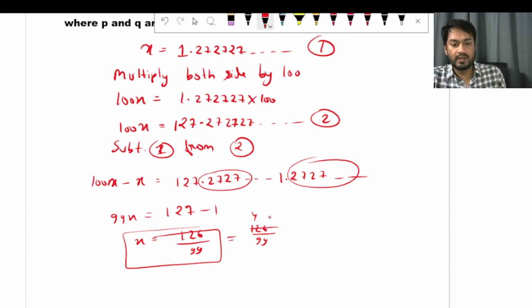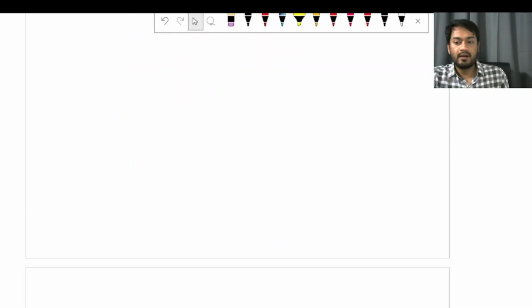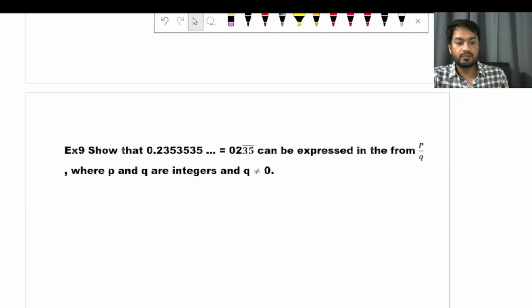3 times 4 is 12, 3 times 2 is 6, then 3 times 3, so it can again be cancelled. 3 times 1 is 3, 3 times 4 is 12, so 14 upon 11 is your P upon Q form. Correct, students? So it is quite easy. I hope you understand. So let's proceed to the next one.